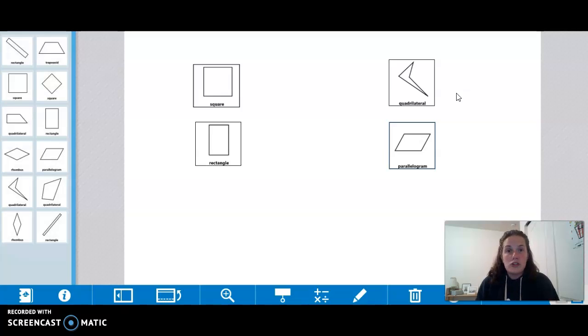So feel free to sort these shapes as many times as you would like. And then each time you sort, record on the sheet, so you can share with us all the different ways you sorted these quadrilaterals or four-sided shapes.